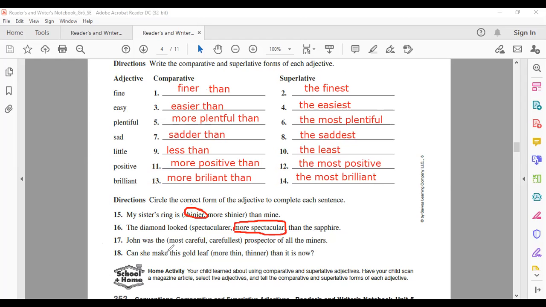Number 17. John was the most careful or carefulest prospector. Most careful, because it's a long adjective. Can she make this gold leaf more thin or thinner than it is now? Thinner. Excellent, because it's a short one. Easy peasy.